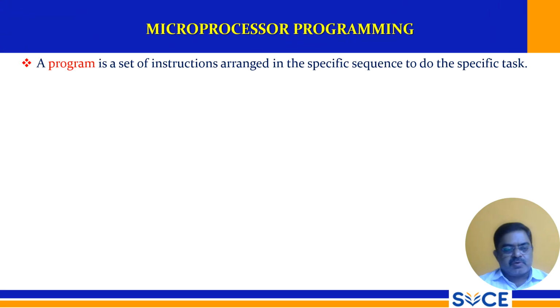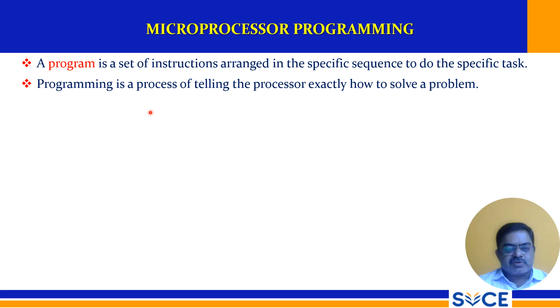In microprocessor programming, a program is a set of instructions arranged in a specific sequence to do a specific task. This is a simple way to define a program. Programming is the process of telling the processor exactly how to solve a problem. For any problem you write the program, and you feed that program to your microprocessor, telling it to do some specified task. That is programming.